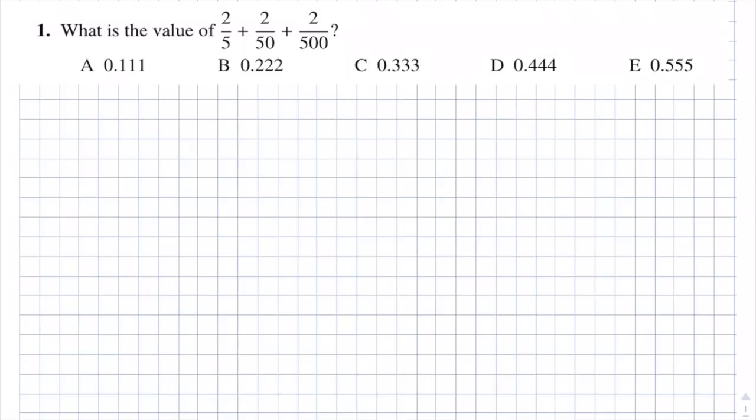This exam is going to be split up into three parts. We're going to have the first video, which will be questions 1 to 10, a second video, which will be questions 11 to 20, and a final video, which will show the solutions to questions 21 to 25.